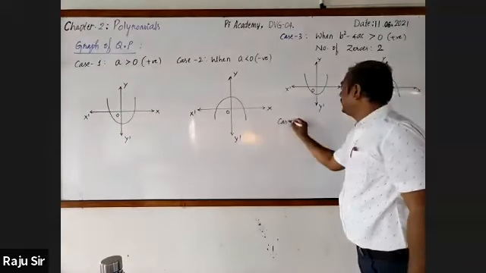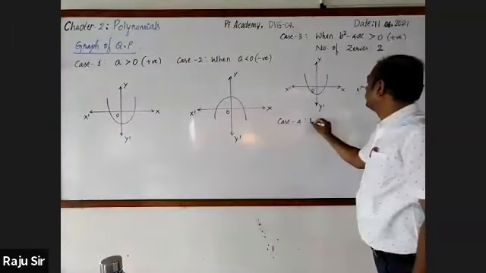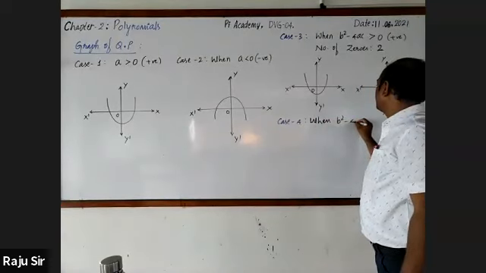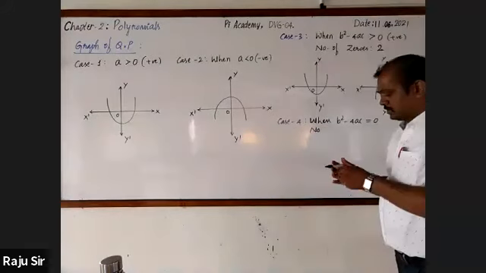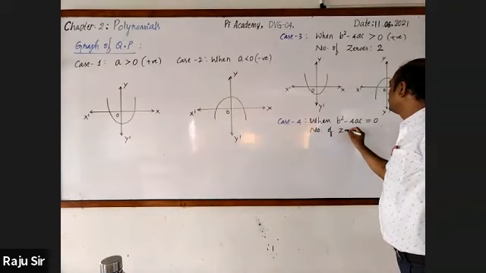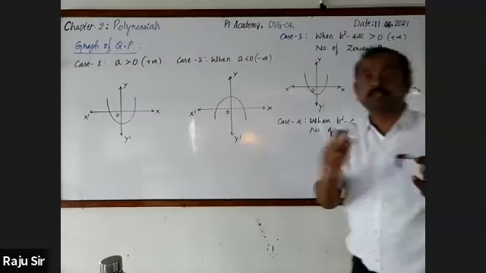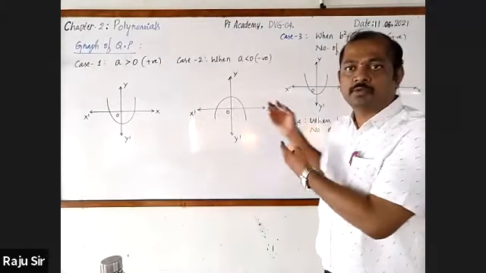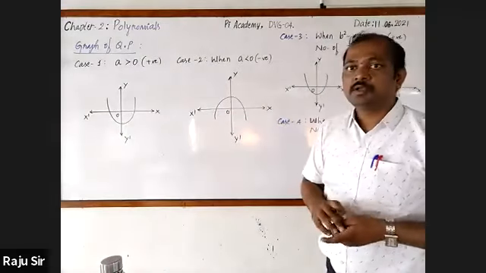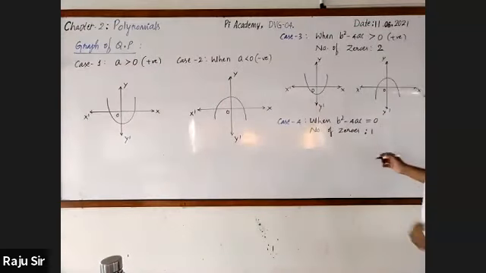Case 4. When b square minus 4ac is equal to 0, then the number of zeros is 1. Actually, we'll get 2, but both the zeros will be the same. If one is 2, the other one is also 2. If one is 3, the other one is also 3. In the last problem, that constant 1 by 8 one, you have to recall. We got 1 by 4 and 1 by 4. It comes like that.